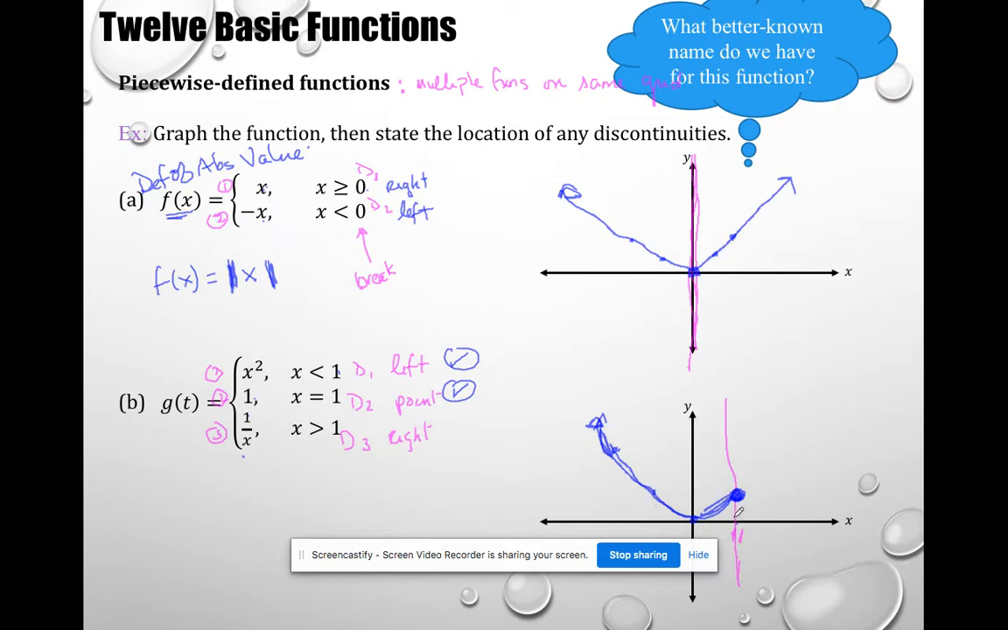But now I have to draw when, what number is bigger than 1? So like 2. When x is equal to 2, the range is a half. When x is equal to 3, the range is a third. When x is equal to 4, the range is a fourth. There's a horizontal asymptote on the right.